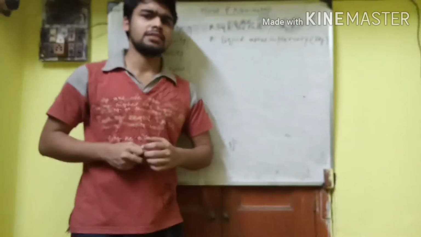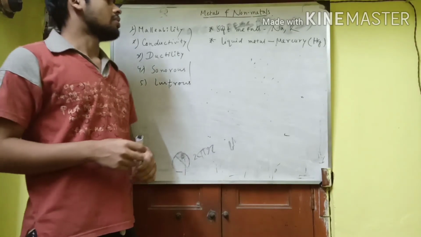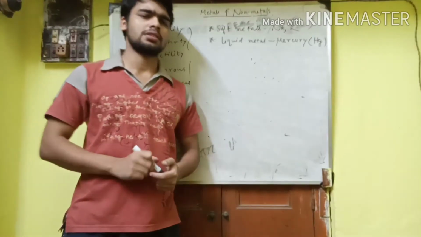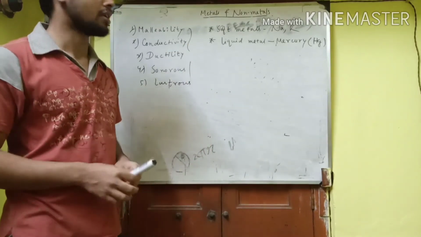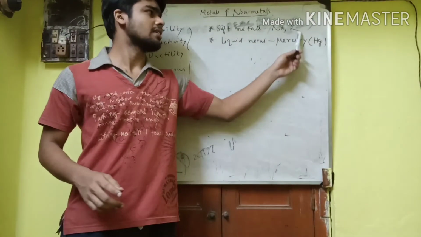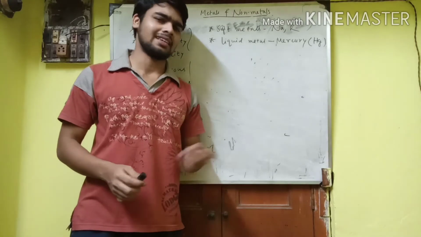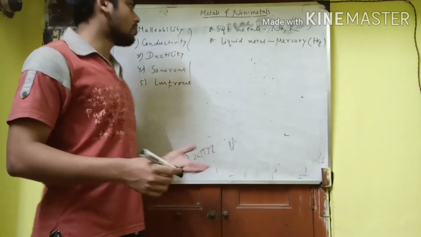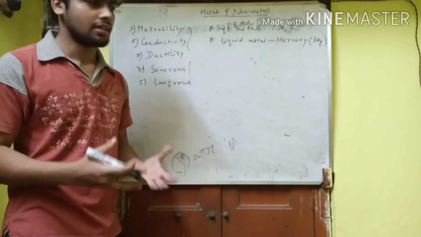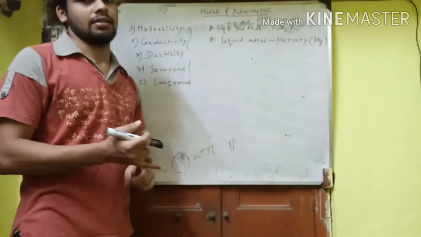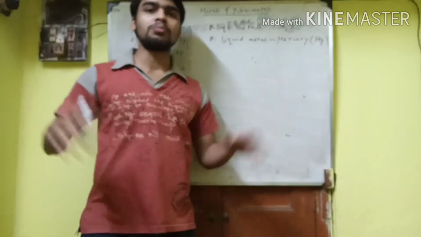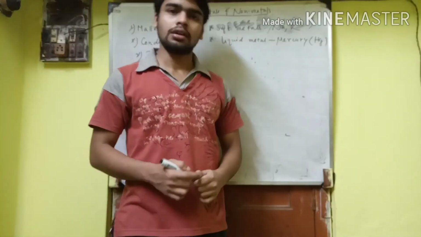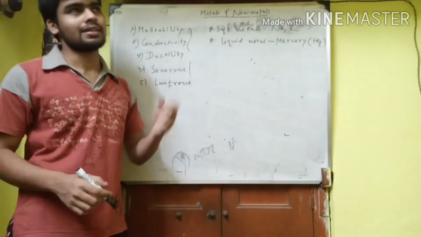Here are some exceptional cases which I will tell you. As I know, metals are hard, but not all metals are hard. There are exceptional cases of metals which are soft. Those metals are sodium, Na, and potassium, K. Sodium and potassium are not so hard, they are soft. And you all know that metals are solid in state, but only one metal is liquid at normal room temperature, and that is mercury.